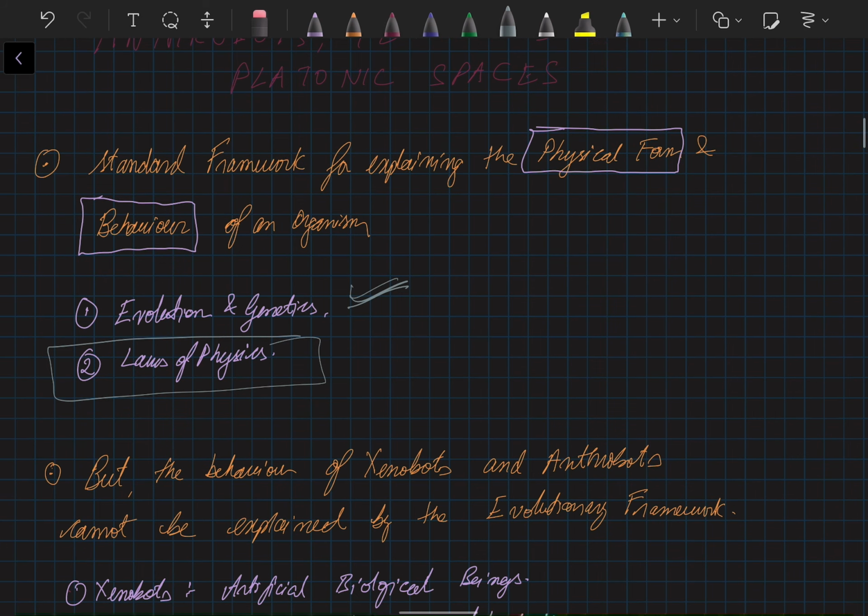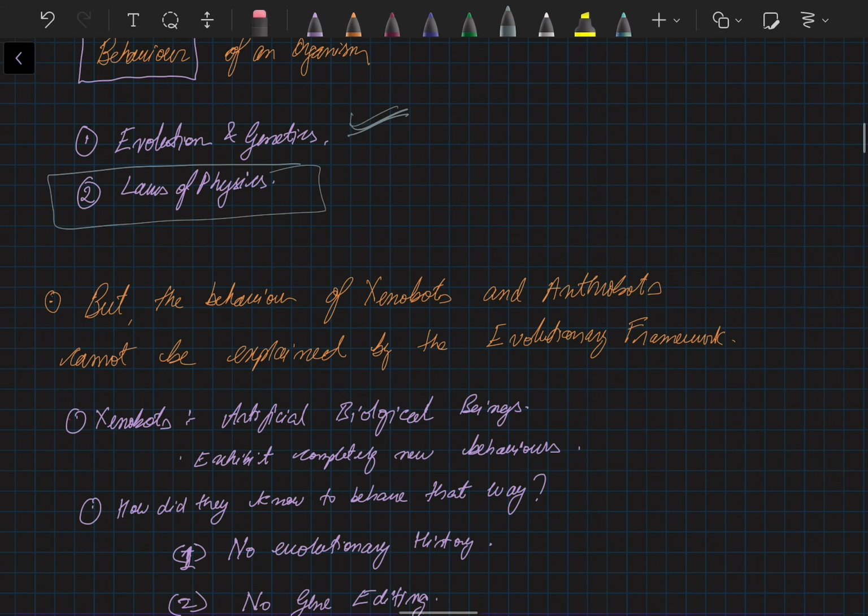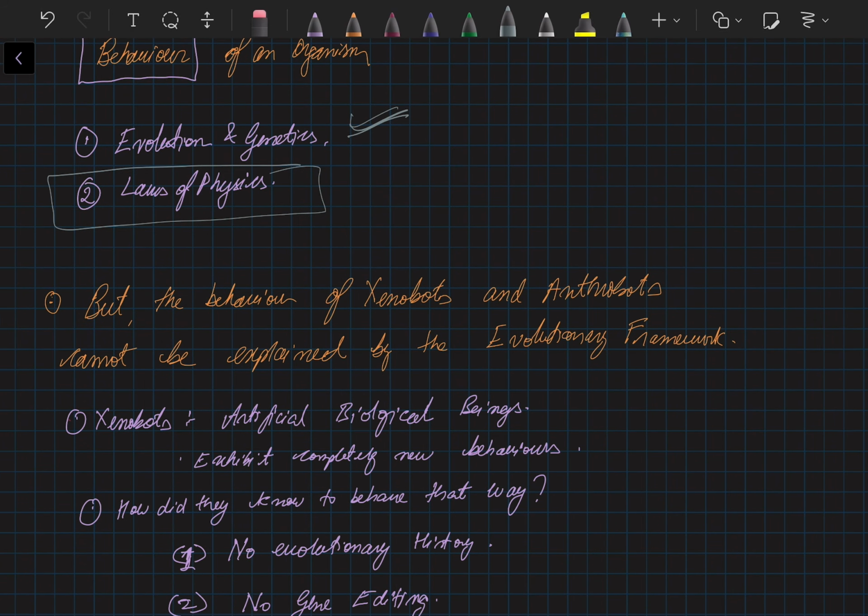So together, this combination of evolutionary history and physical laws forms the standard framework that biologists use to explain why living things look and behave the way that they do. But Michael Levin's lab encountered a massive puzzle that this standard framework of evolutionary history could not explain.